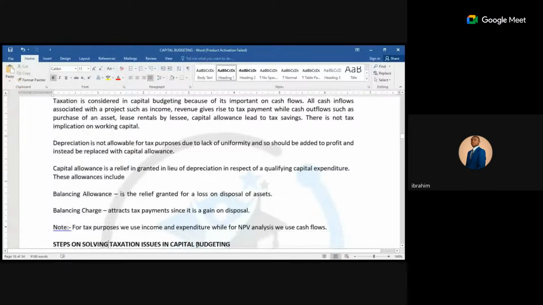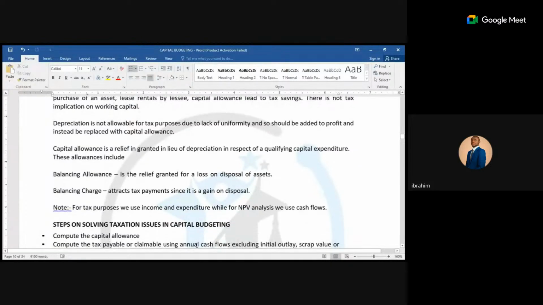So taxation, of course, depreciation is not actually allowed for tax purposes, and that is why we have capital allowance. It's granted in lieu of depreciation. Now, sometimes for the qualifying capital expenditure, you can claim capital allowance on the assets themselves that are used for the project.